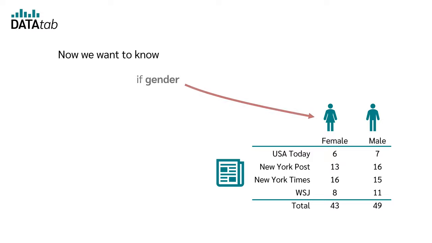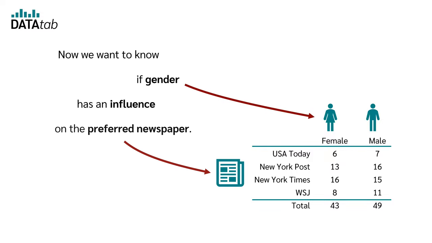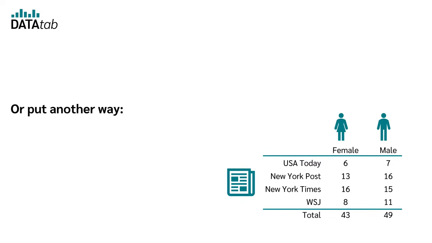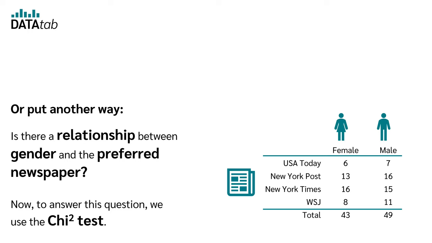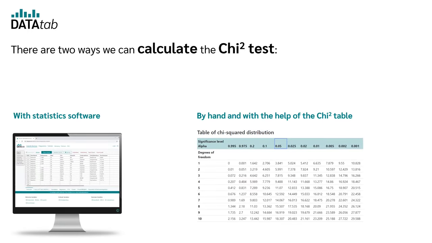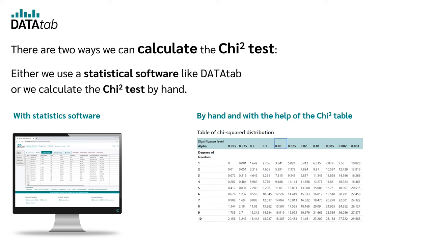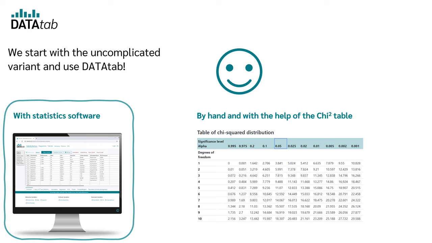Now we want to know if gender has an influence on the preferred newspaper. Or put another way, is there a relationship between gender and the preferred newspaper? Now, to answer this question, we use the chi-square test. There are two ways we can calculate the chi-square test. Either we use a statistical software like DATAtab, or we calculate the chi-square test by hand. We start with the uncomplicated variant and use DATAtab.